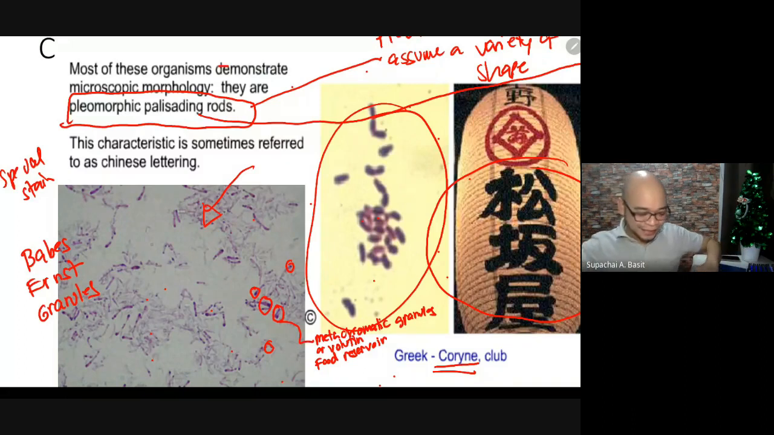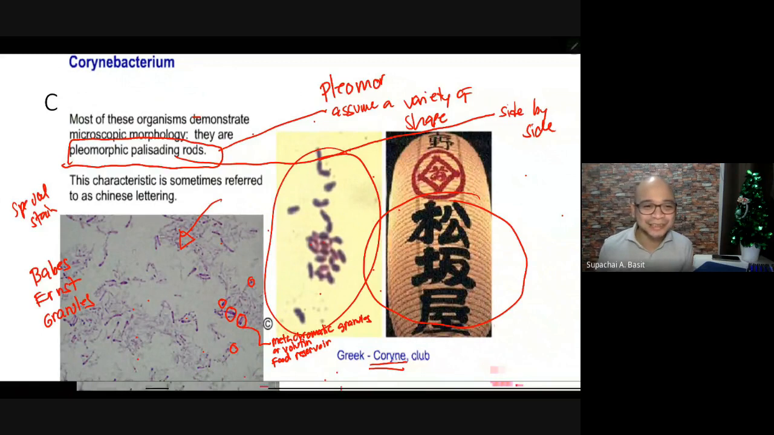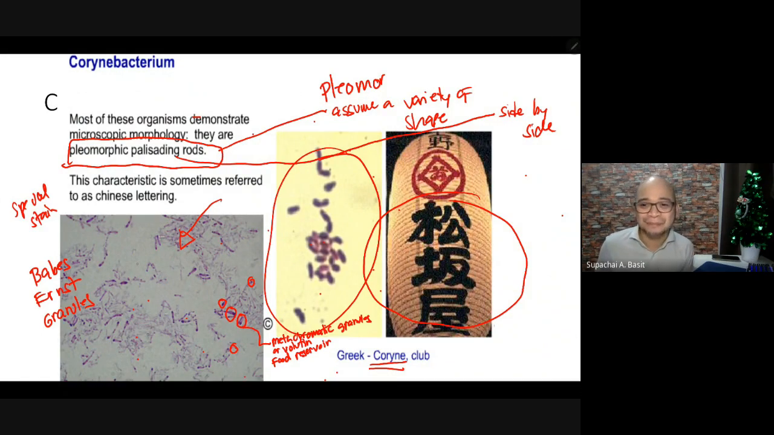This is the only bacteria that has babes. Sana all, di ba? Do you have babes? Buti pa si Corynebacterium, meron siyang babes. Pero yung kanyang babes ay Babes-Ernst granules.